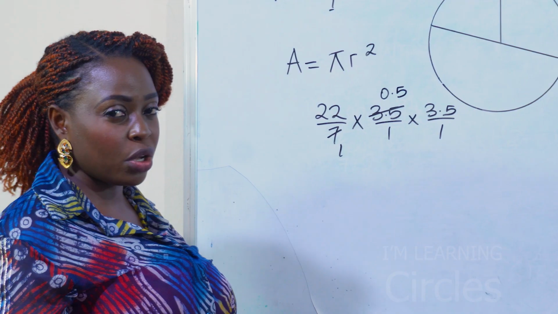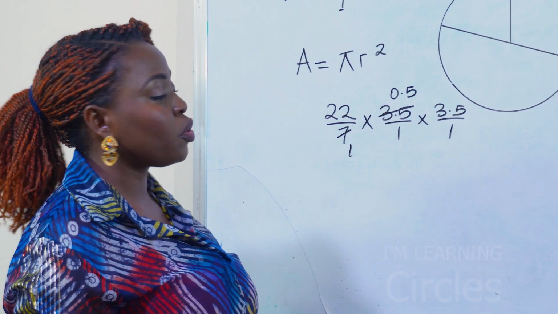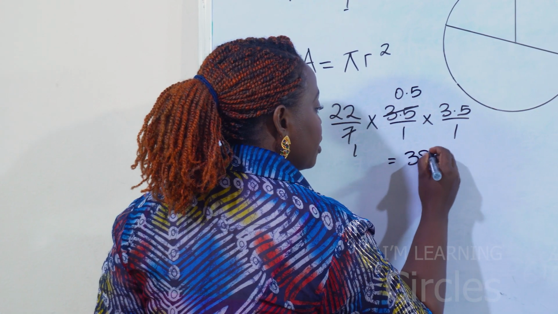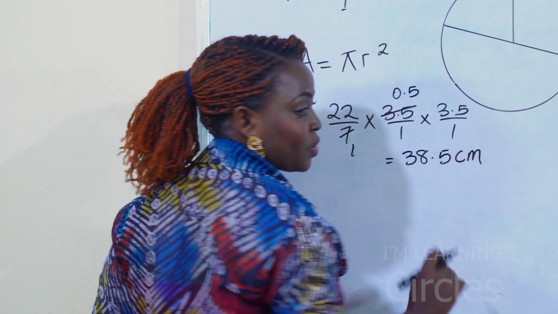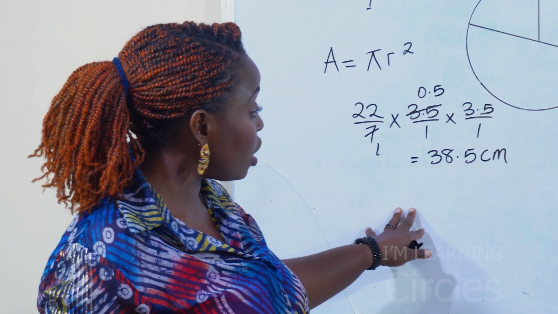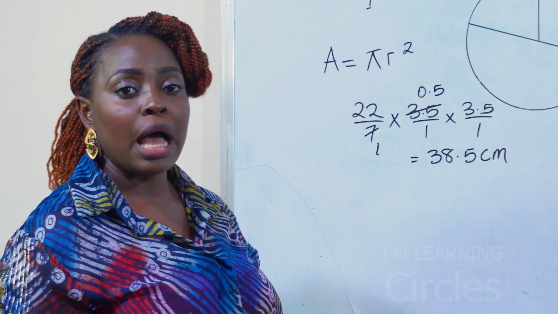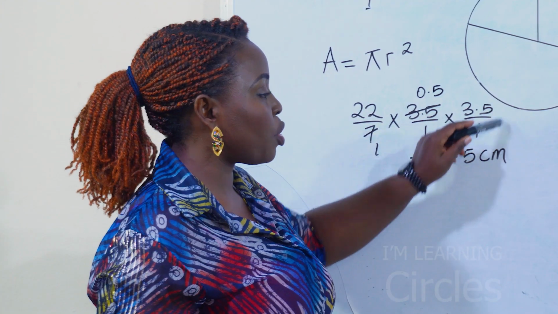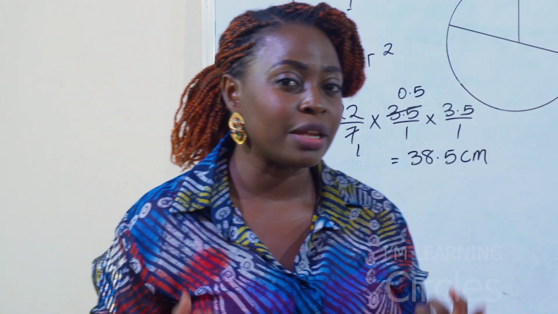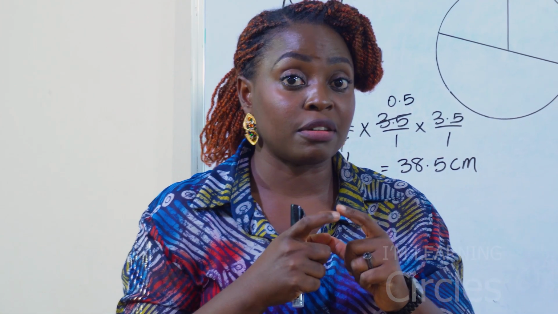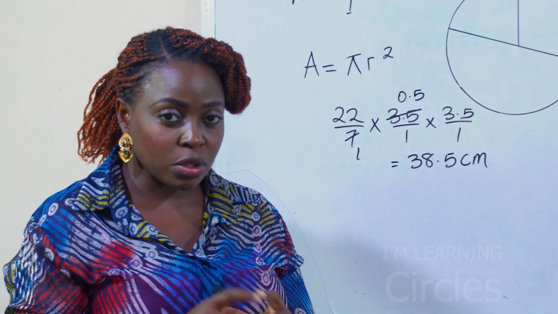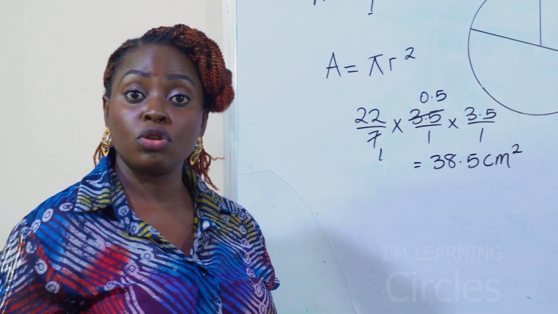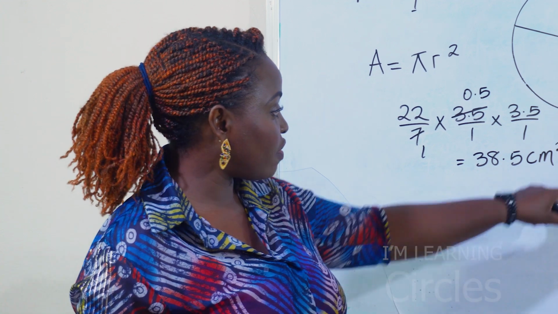Now let's multiply. We can no longer reduce, so it's time to multiply. 22 times 0.5 is 11. 11 times 3.5 is 38.5 centimeters. Now it is important to note that I am working with area, and whenever you're working with area, this 3.5 has a centimeter, and this 3.5 also has centimeters. Basically, I'm multiplying 2 centimeter measurements together. And because you are multiplying 2 together, your answer must have squared. So your area answer is never complete until you have that squared.